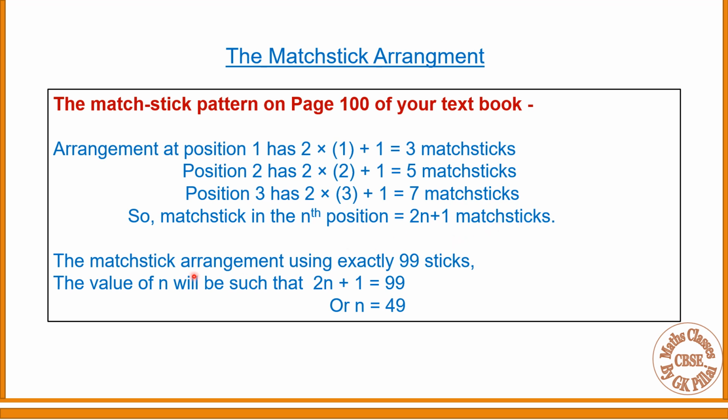Now the matchstick arrangement using exactly 99 sticks. Here also we are talking about matchsticks only. So we will equate 2n plus 1 with 99. The 1 will go to the other side. It will be 99 minus 1, 98. 2n equal to 98, n will be equal to 98 upon 2, that will be 49. The value of n will be 49 if there are 99 sticks.